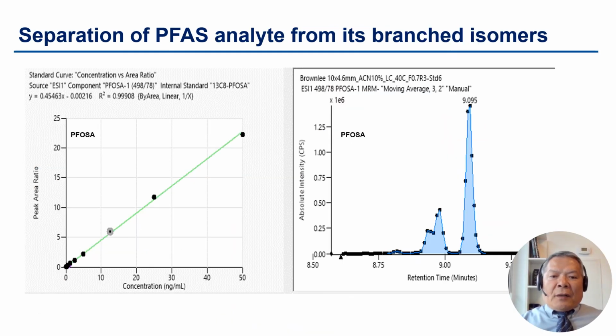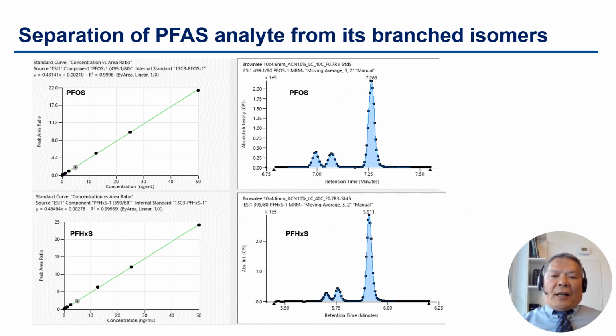For PFAS, which have linear and branched isomers, the EPA method requires that we separate them and also report them as a single result. Therefore, when you integrate, you need to integrate all the peaks together to get one result. So this slide shows the separation and the calibration.